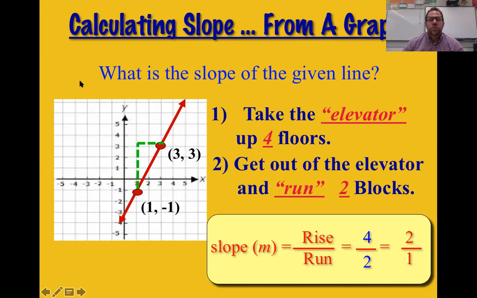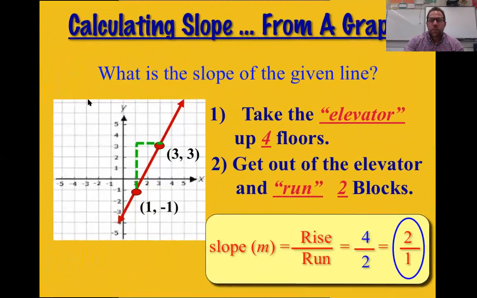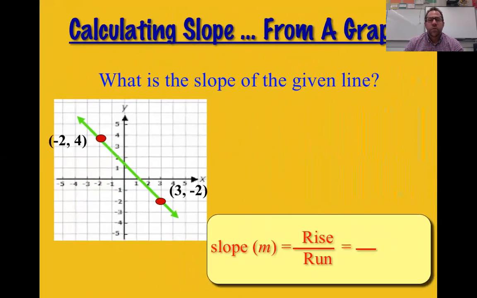Okay, all right, let's try another one. So that's a slope of 2 over 1. Okay, let's try this one here. What's the slope of the given line? So now this time you can see the line is traveling downward. And so remember, I said to you, negative people take you down. So our slope, when we're finished mathematically, it better be a negative number.